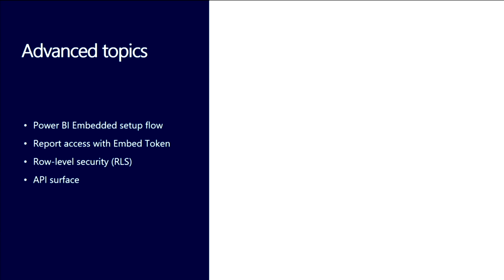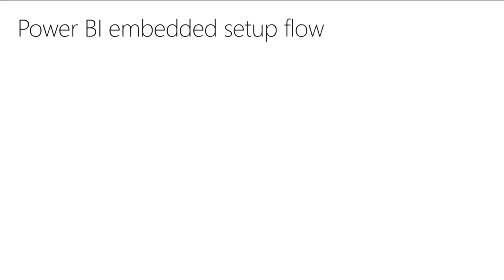Okay, so some of the advanced topics that we want to talk about today are the new flow that I'm talking about just now. It's a bit different than the one you're familiar with, so it's important to go through that. Then we'll talk about report access with the embed token, which you want to use when you connect reports to external users, RLS, and the API surface in general.